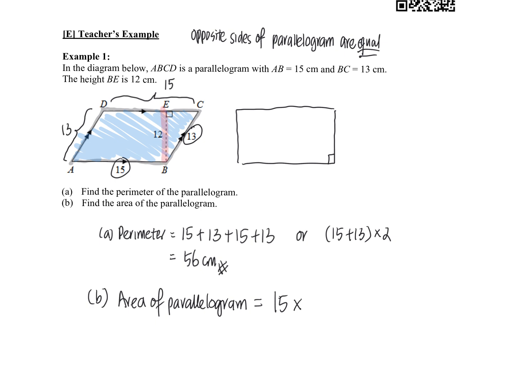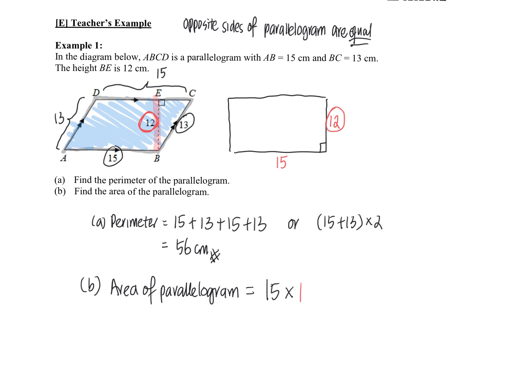Listen, don't laugh. Many years, even my Sec 4s make this mistake of choosing 13. So be careful, the height you choose must be the perpendicular height to the base because it must always form a rectangle. So choose this, not the slanted one. You want the person with the straight backbone, not the slanted one, right? So 15 times 12, what's the answer? 180. 180 cm square.